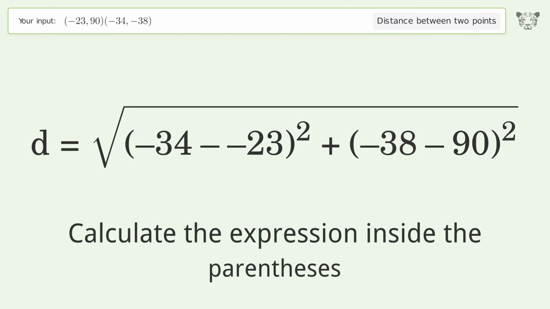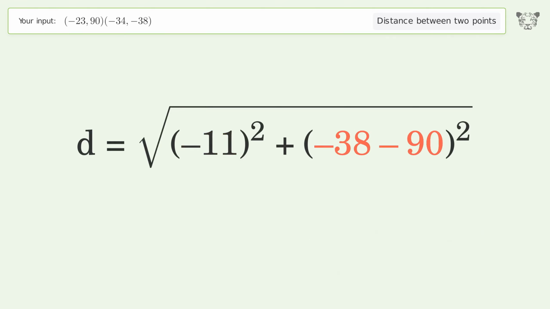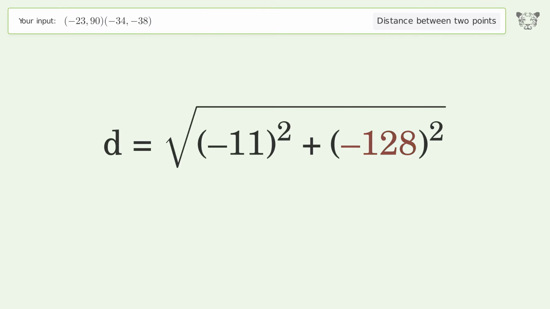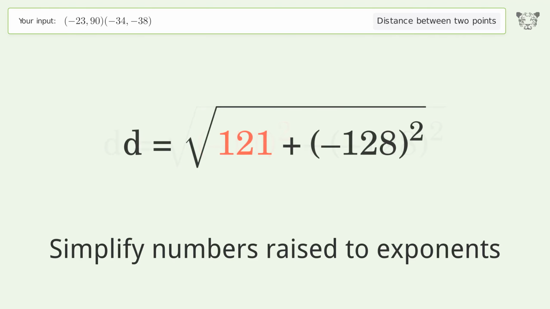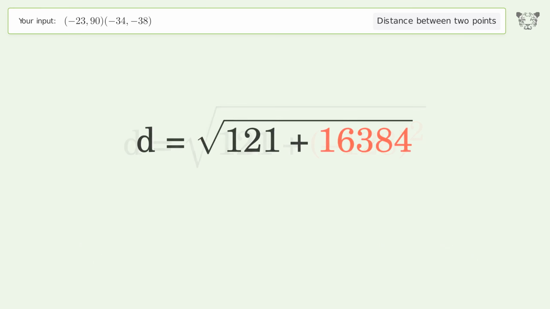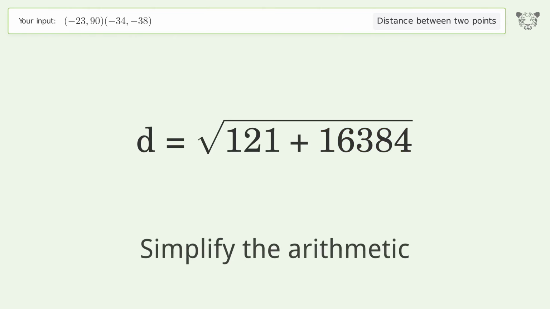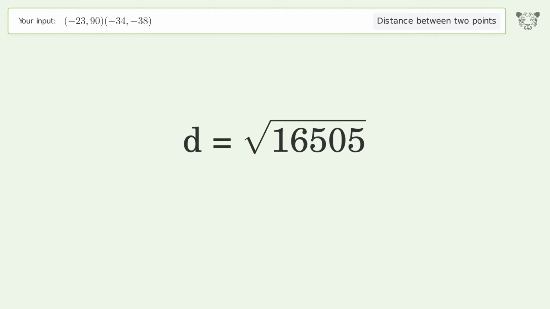Calculate the expression inside the parentheses. Simplify numbers raised to exponents. Simplify the arithmetic. And so the distance between the 2 points is the square root of 16,505, or 128.472.